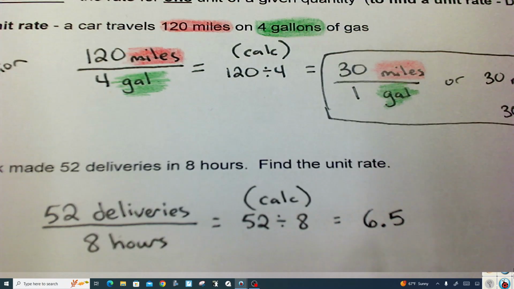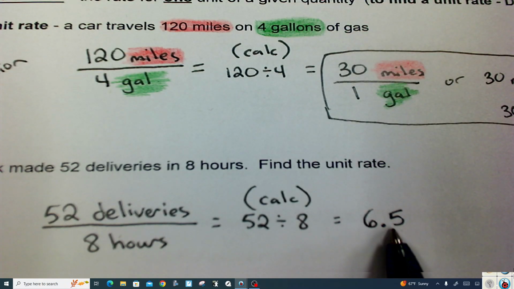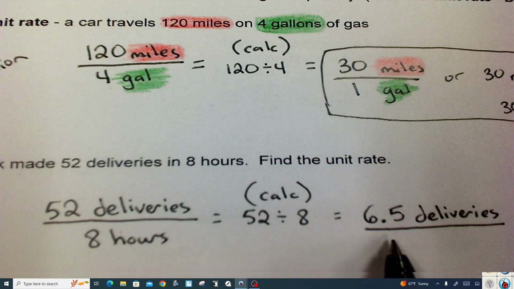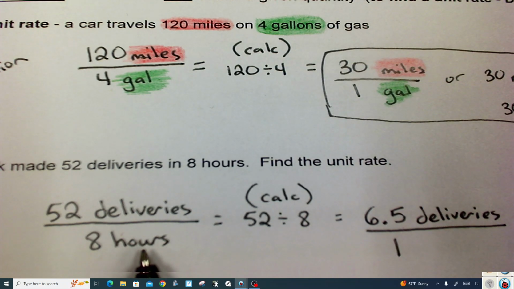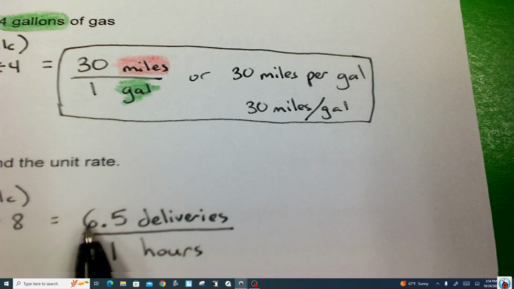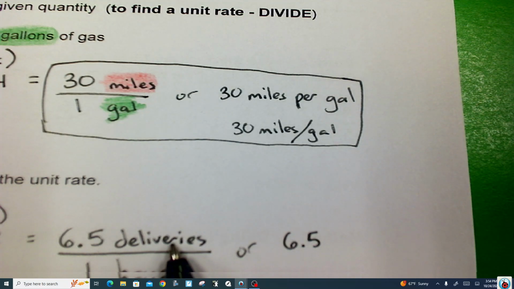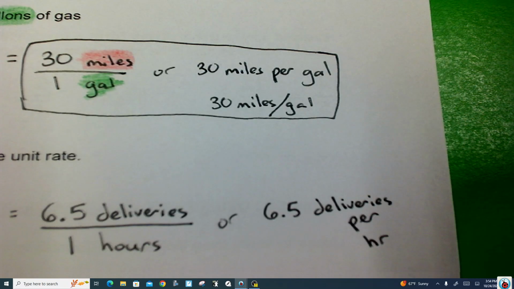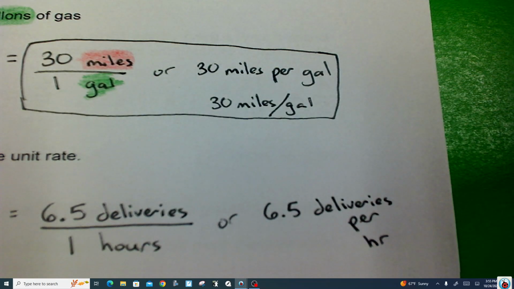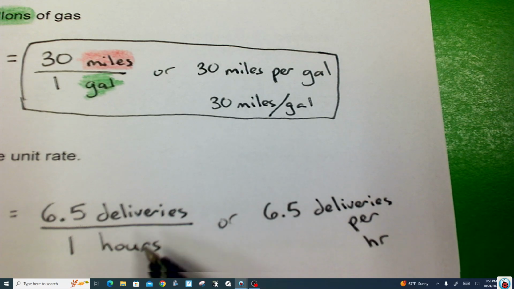That's what shows up. Now this is fantastic, but it's not really complete without our units. So I would put 6.5 deliveries. And then since we don't have a second number, we're just going to put a 1 on the bottom, which is what we wanted. And slide the hours over to this one. How else could we write it? Well, just take the 6.5 and then just say deliveries per hour. And if you wanted to, instead of writing per, you could just kind of stack those two units together with that little slash symbol, the division symbol, which is referring back to this right here.